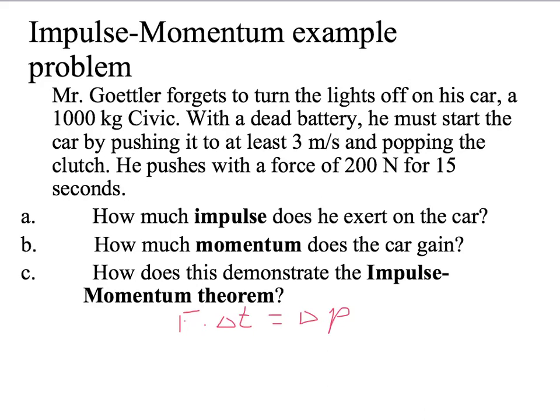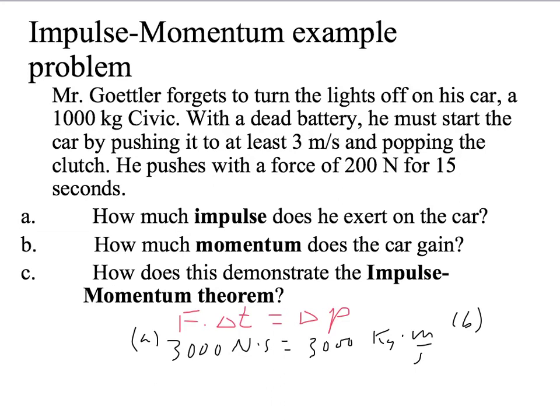Let's plug in the values that we got so far for part A. For part A, we got 3,000 newton seconds. For part B, we got 3,000 kilogram meters per second. And we just showed that these two units are the same. So this example illustrates the impulse momentum theorem. And we're going to use that in class tomorrow to do some interesting calculations.